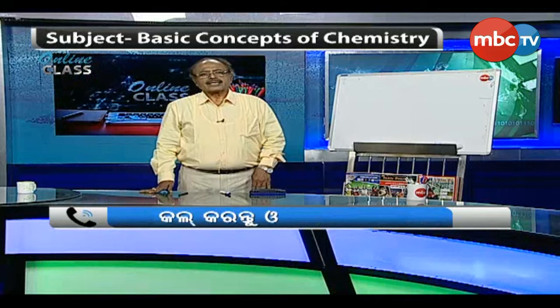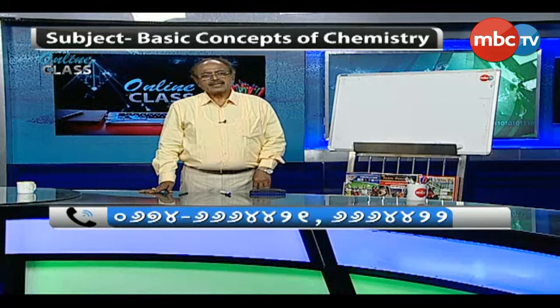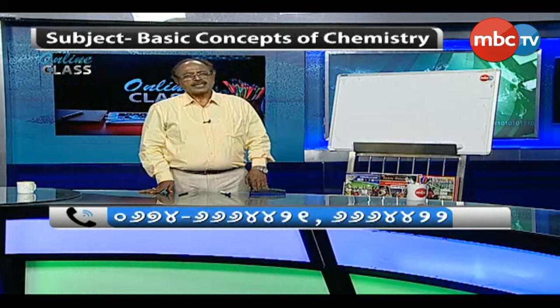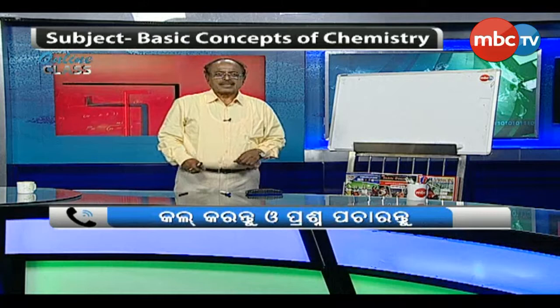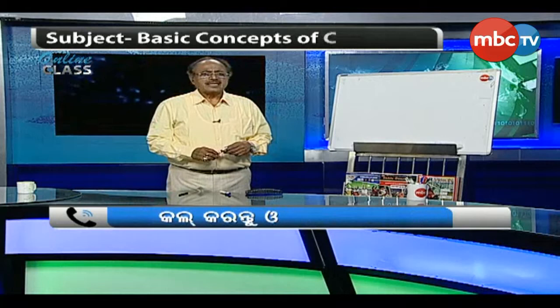Then it was found that hydrogen has 3 isotopes. Isotopes means atoms of the same element having different mass numbers. So, hydrogen exists with mass number 1, mass number 2, mass number 3. When we take the average, it comes as 1.008. So, the atomic mass of hydrogen is 1.008 AMU. Similarly, carbon is 12 AMU, oxygen 16 AMU, sulfur 32 AMU.